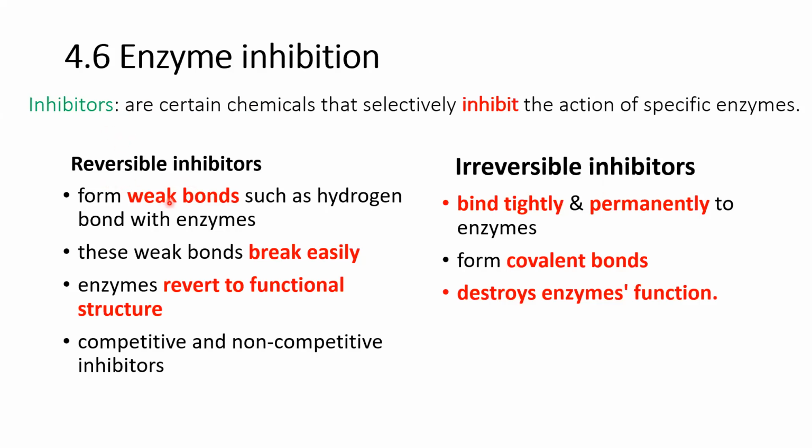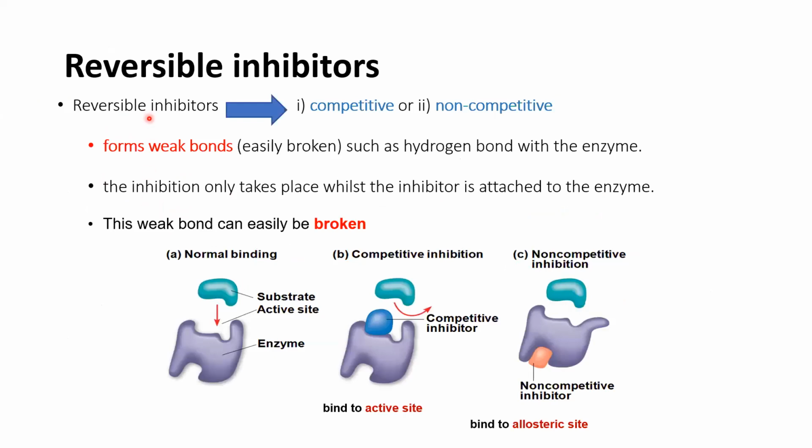Okay, you can remove the inhibitor from the enzyme because the interaction is through the formation of weak bonds. Reversible inhibitors: there are two types, which are competitive and non-competitive inhibitors. As we've mentioned, the interaction between the inhibitors and the enzyme is through the formation of weak bonds that can easily be broken.